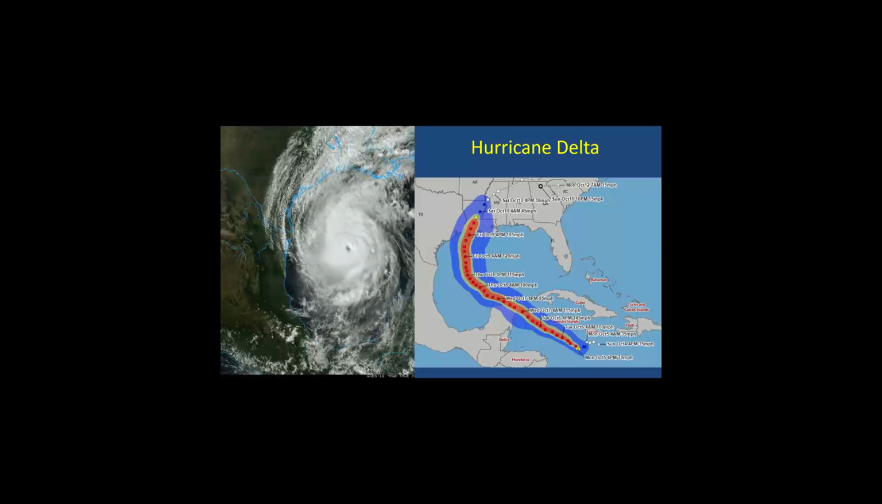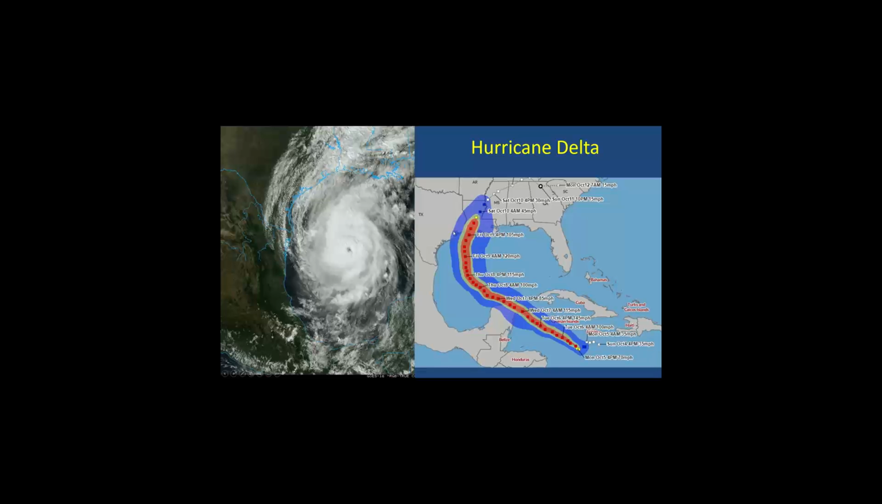All right, so let's talk about Delta as we're kind of winding down here with our review. Now, you can see the long track of Delta up through the Caribbean, across the Yucatan, and then turning up into, again, southwest Louisiana. What do the colors represent on these maps I've been showing? The red is the swath of hurricane force winds, the yellow 58 mile per hour sustained winds, and the blue tropical storm force.